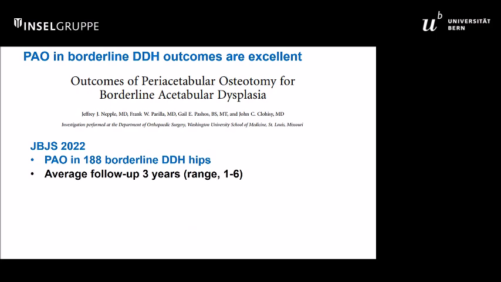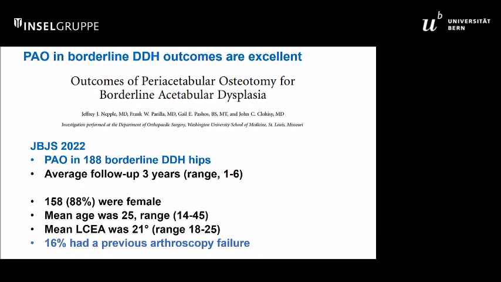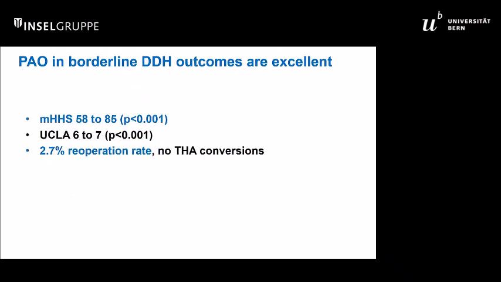So we did this study looking at a large cohort of our patients in the borderline group undergoing PAO, so 188 hips at a mean of 3 years of follow-up. Not surprising, these are majority female, 88%, mean age of 25, 16% had previous failed hip arthroscopy. So on average, these patients improved significantly. Harris hips in the 85, low rates of reoperation, only 3%.